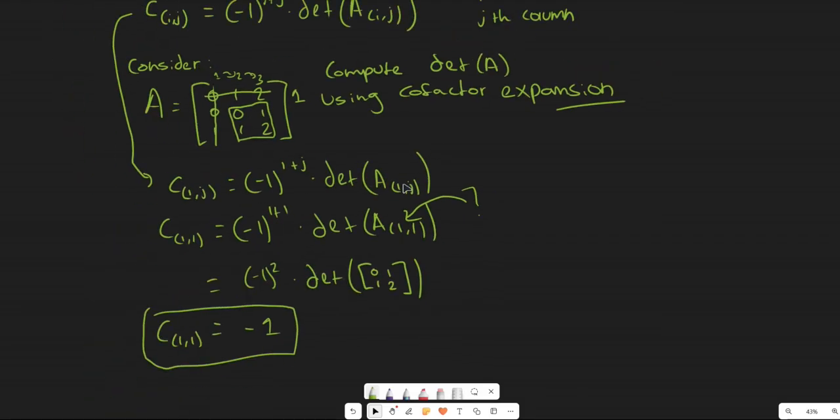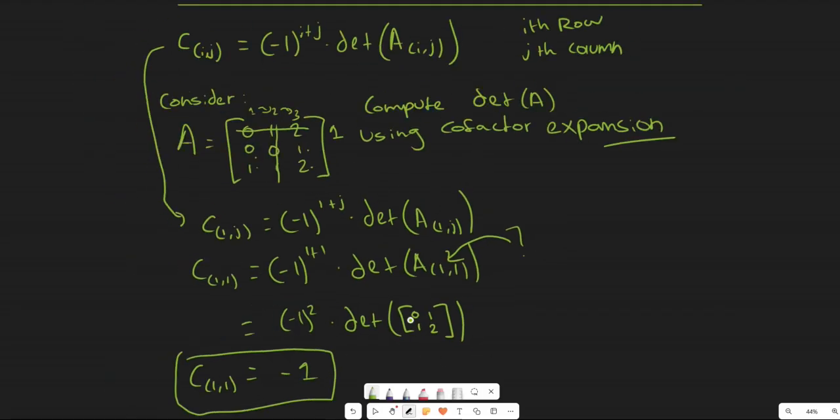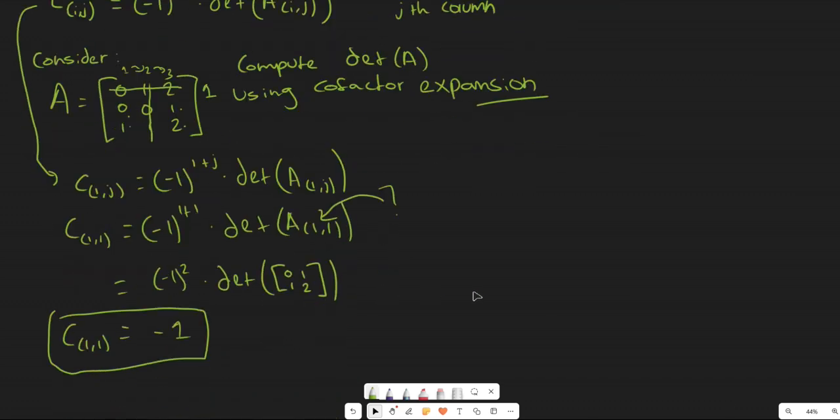Cool, now let's go ahead and compute the cofactor of the same row, but this time the second column. How could we do that? This time, I'm going to block off my entire first row here, but then I'm also going to block off the second column. So now I'm left with this, and this. So that's going to be my new matrix for 2 by 2.